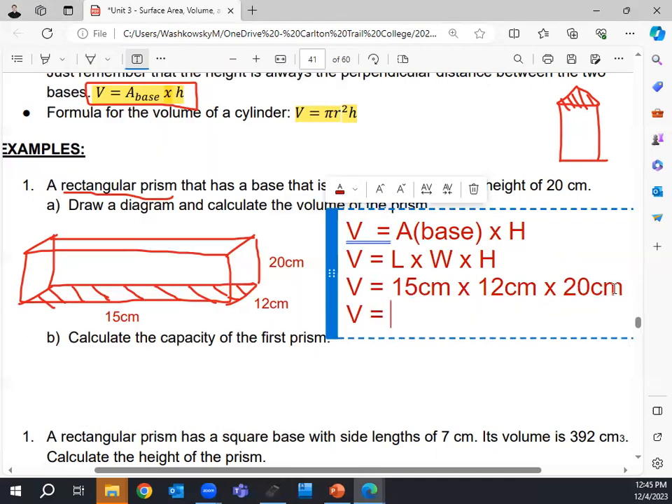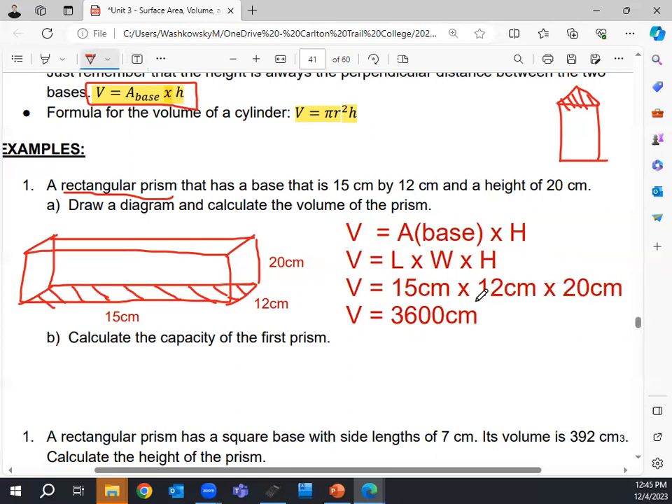3,600 what? Centimeters cubed. Centimeters cubed, right? So cube is going to be a little 3 here instead of a 2, right? Because that represents the fact that I'm looking at the volume of it. Squaring is looking at the surface area. I don't care about the surface area. I care about what I can fit in that space. So it's going to be cubed.